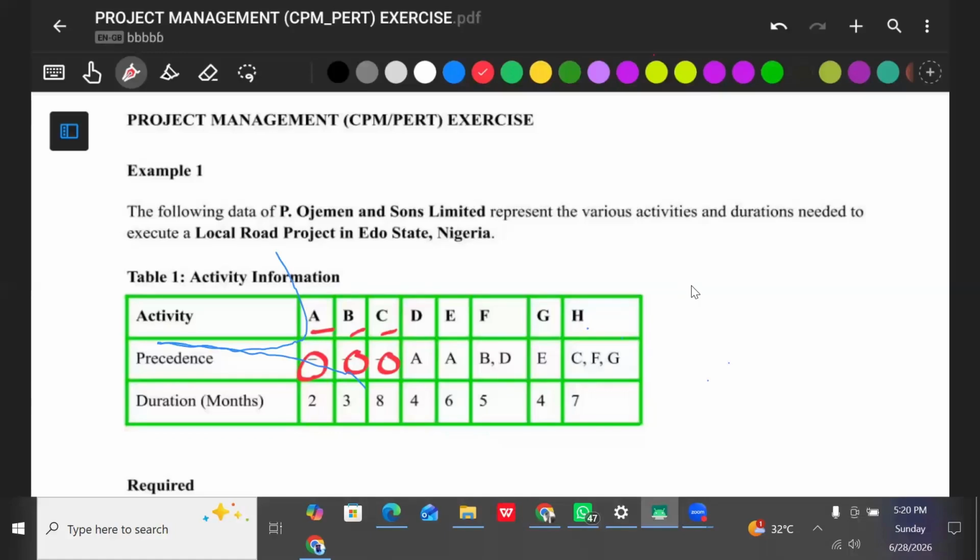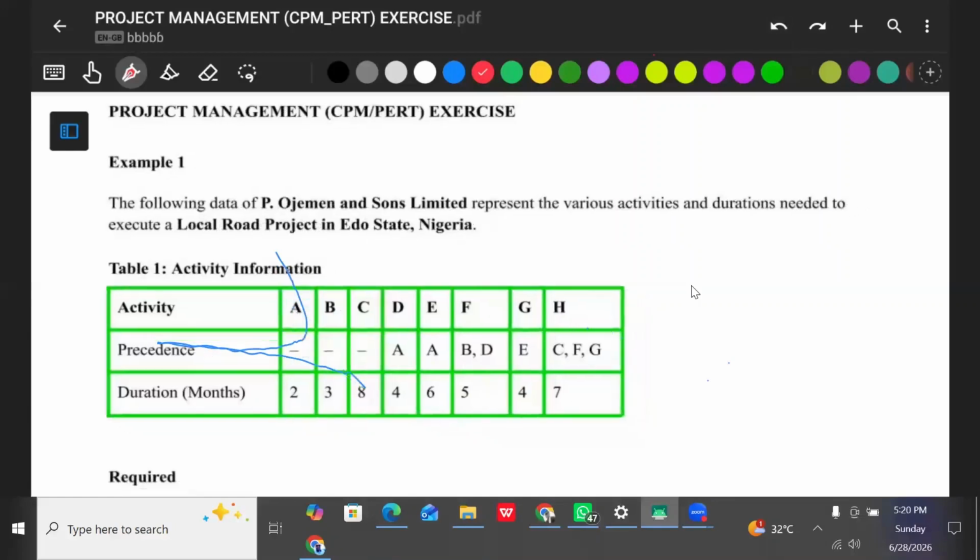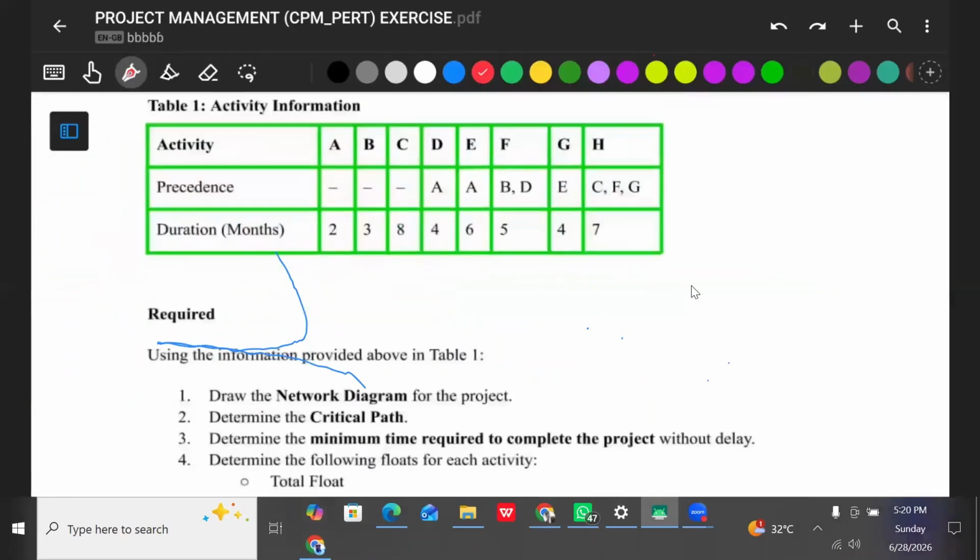When an activity has no predecessor, you have no problem. It even makes your case very easy. So what we are saying invariably is that, let me see how I can squeeze this in now.